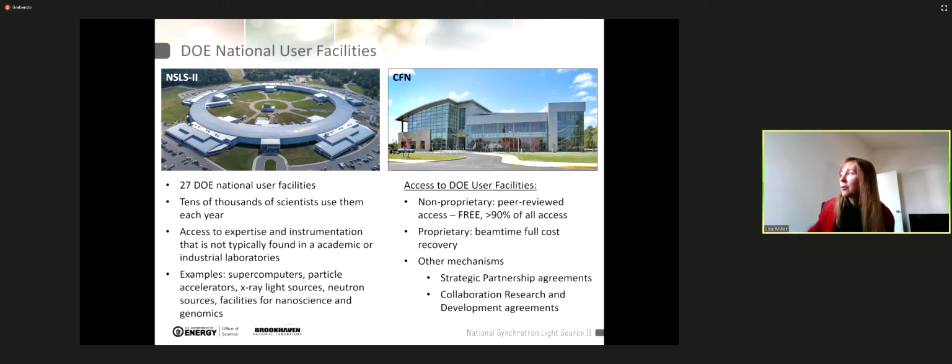And then there are other mechanisms to access the synchrotrons, like strategic partnerships and collaborative agreements, and that happens with industry, with individual universities, companies, etc. But what I'm focusing on today is this first part. It's the peer-reviewed access and how to be successful at getting access to synchrotrons.